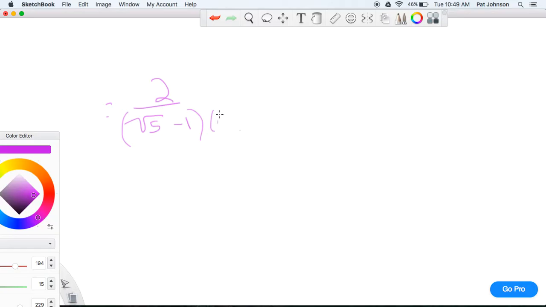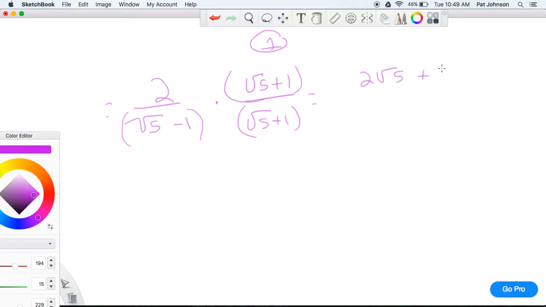So what I need to do is rationalize it. Multiply the numerator and the denominator. Remember, it's still fraction rules. So square root of 5 plus 1 over square root of 5 plus 1, multiplying by its conjugate, so we have to distribute. So we have 2 square root of 5 plus 2. That's easy because it's just a monomial times a binomial.